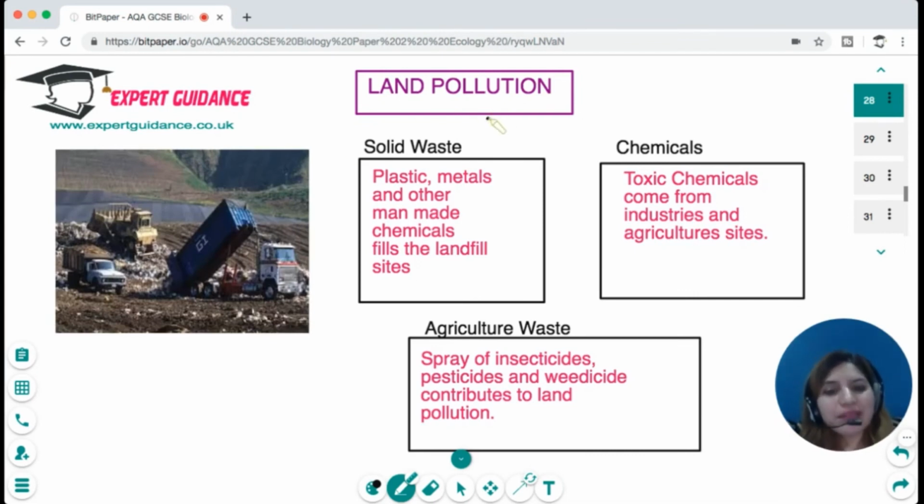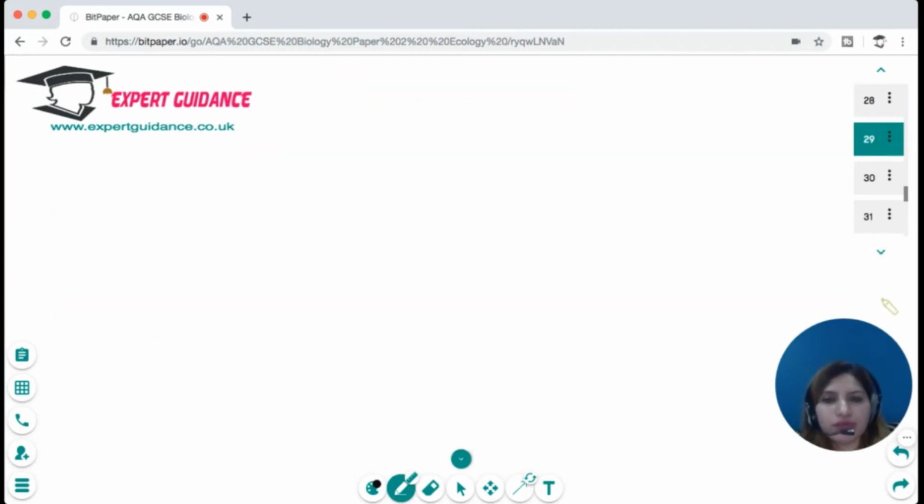Next is land pollution. The land pollution contributors are solid waste like plastic, metals, and other man-made chemicals that fill the landfill sites, and the chemicals that come from industries and agricultural waste, which are the spray of insecticides, pesticides, and weedicides, which contribute to land pollution.